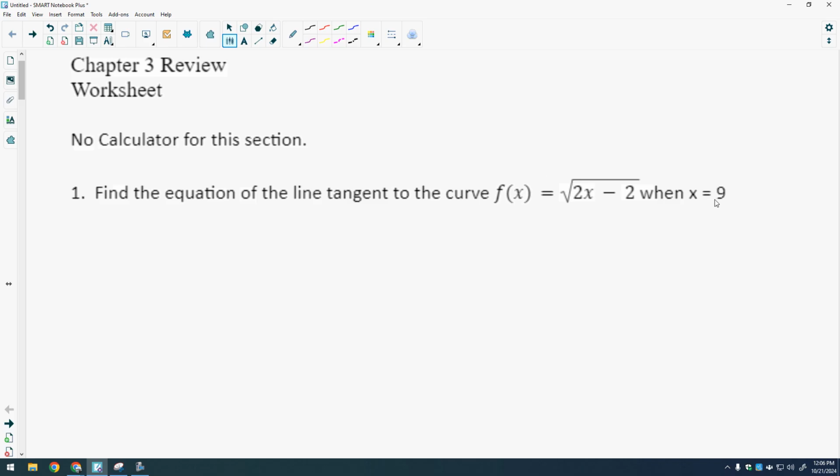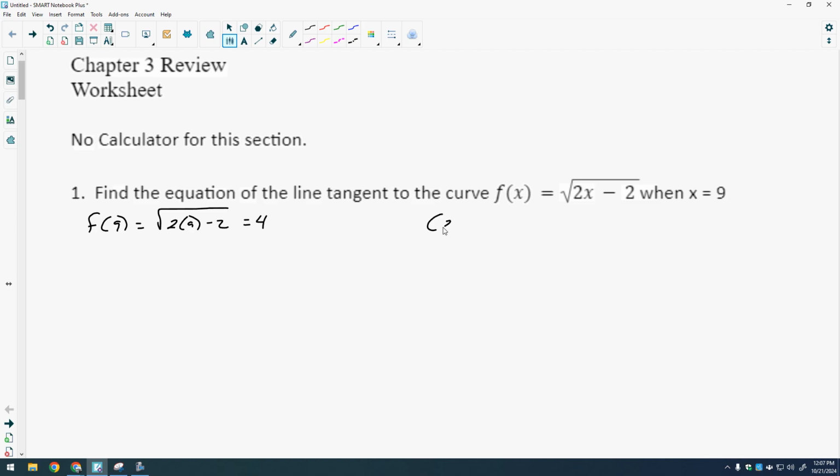I've given you a part of a point. I've given you the x-coordinate. I have not given you the y-coordinate. So let's go ahead and find the y-coordinate. So f of 9, go to my function f, plug in 9. 2 times 9 is 18, minus 2 is 16. The square root of 16 is 4.